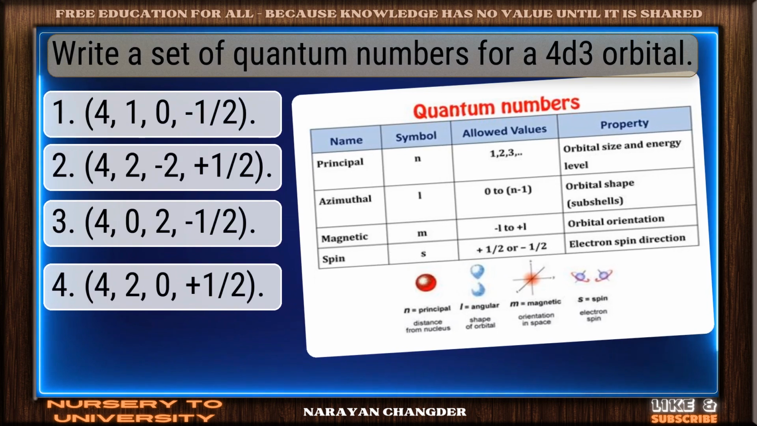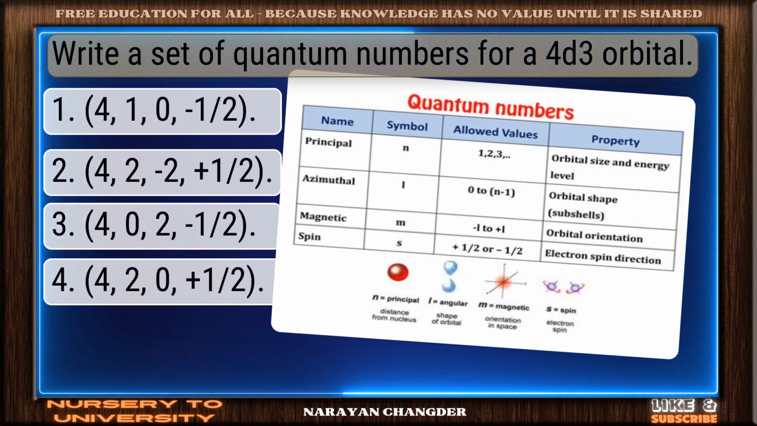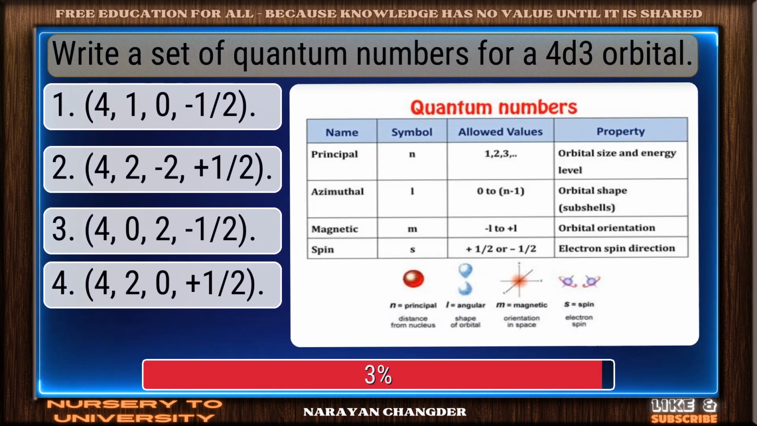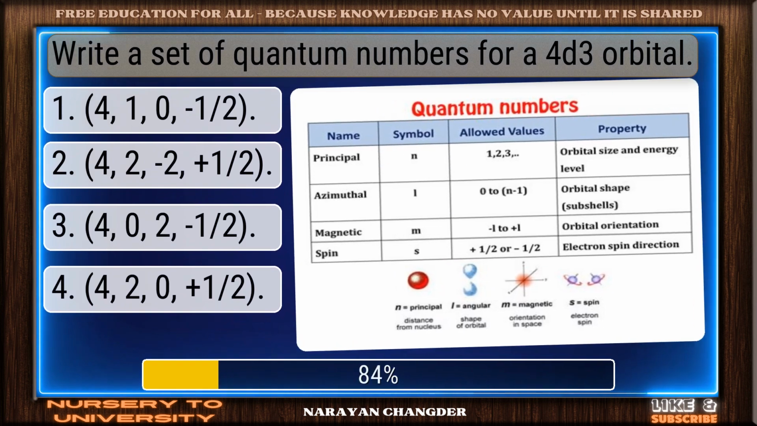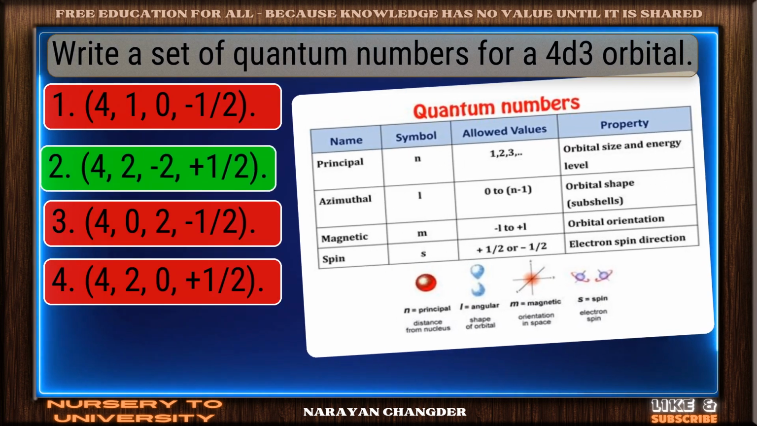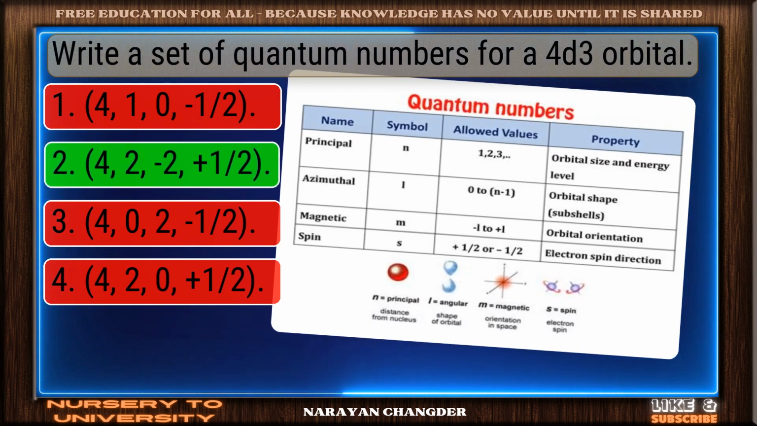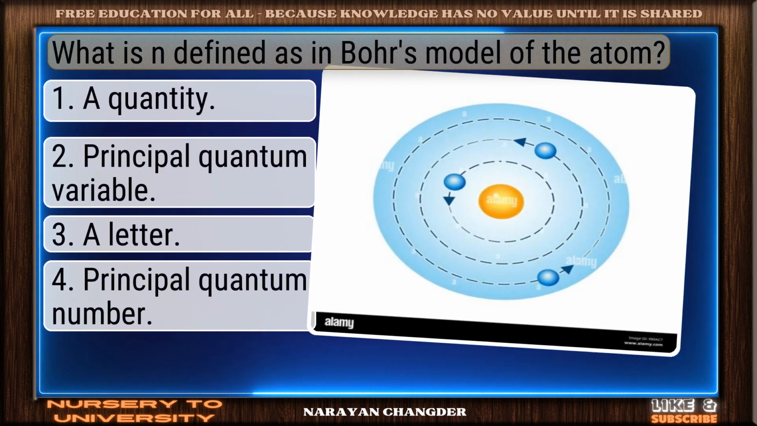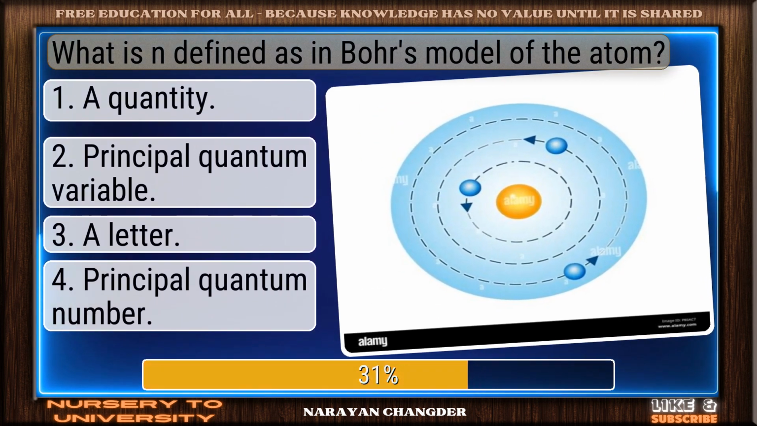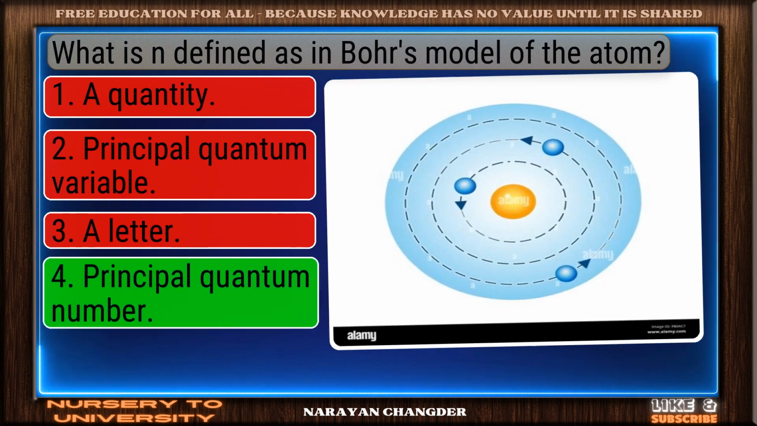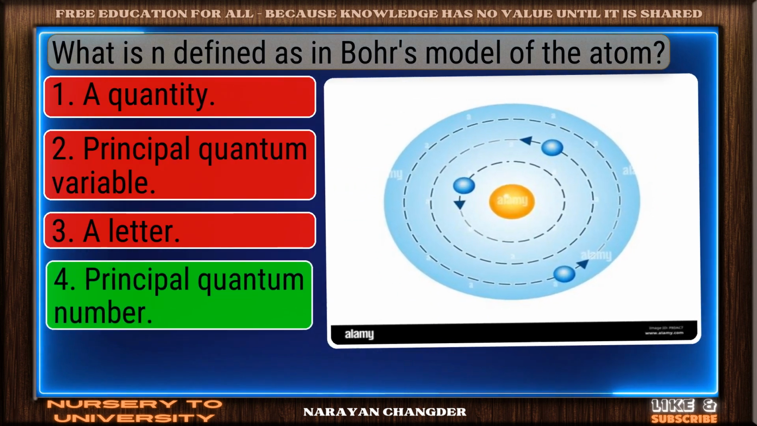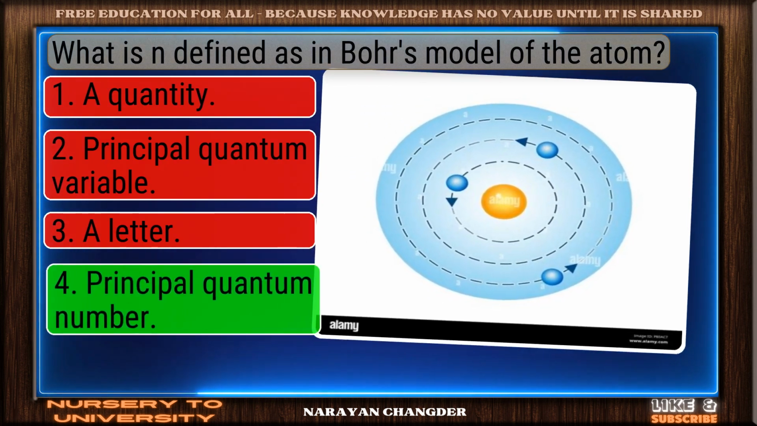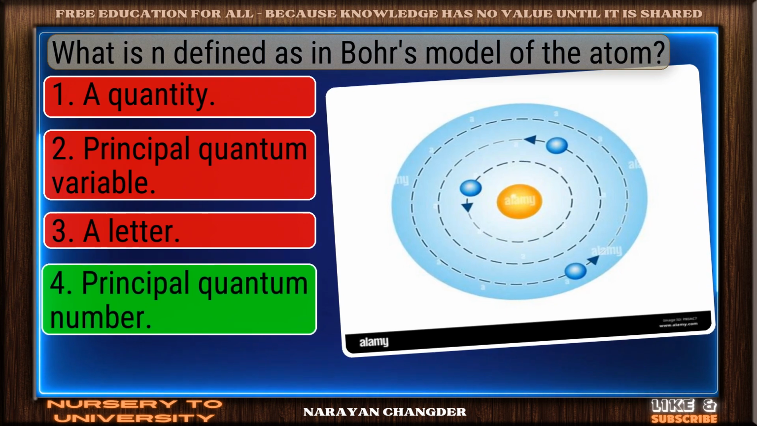Question number 17. Write a set of quantum numbers for a 4d3 orbital. Well picked. Is the correct answer. Question number 18. What is n defined as in Bohr's model of the atom? Exactly. Principal quantum number makes sense, and it is the right choice.